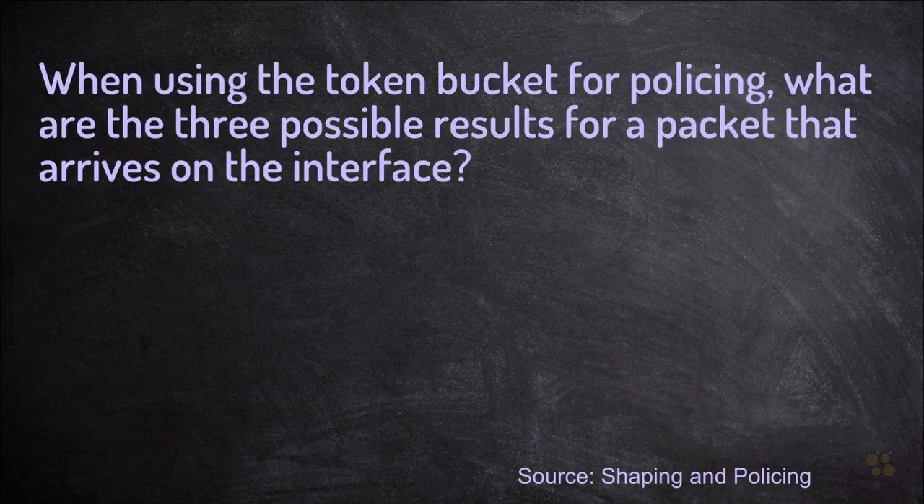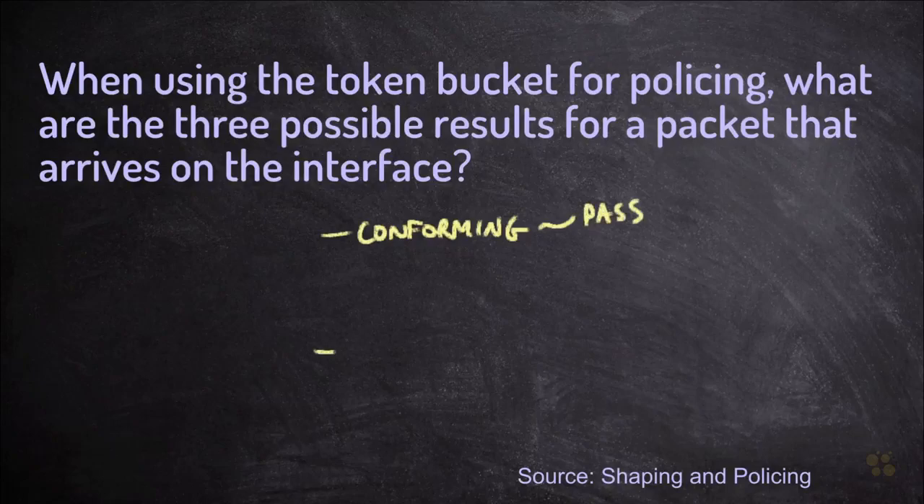Next up, when using the token bucket for policing, what are the 3 possible results for a packet that arrives on the interface? Well, the 3 different results are going to be conforming. That means that, hey, we've got tokens, we can use those tokens in order to send that packet on. And so usually what we do with conforming packets is to pass them. And then we also have violating. These are the 2 most common statuses that we're going to see assigned to packets as they come in. And violating packets, we're going to drop those packets in most cases.